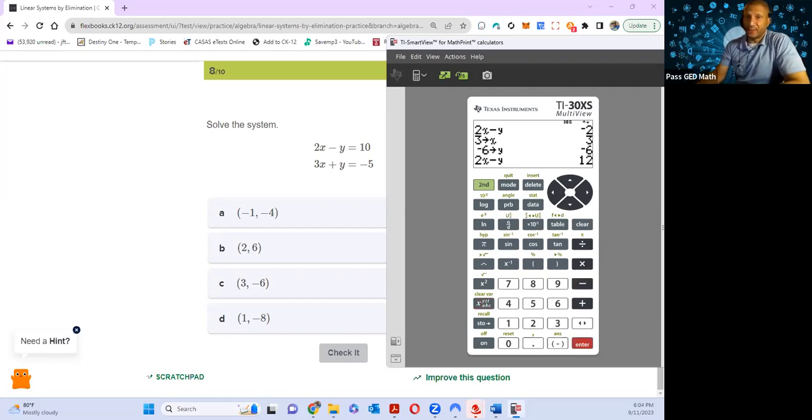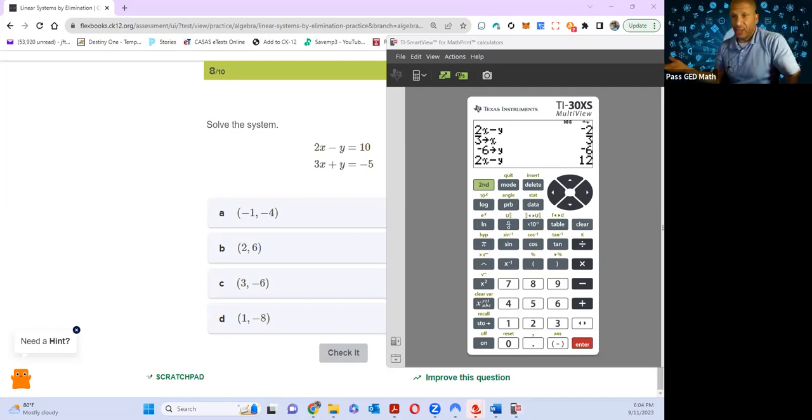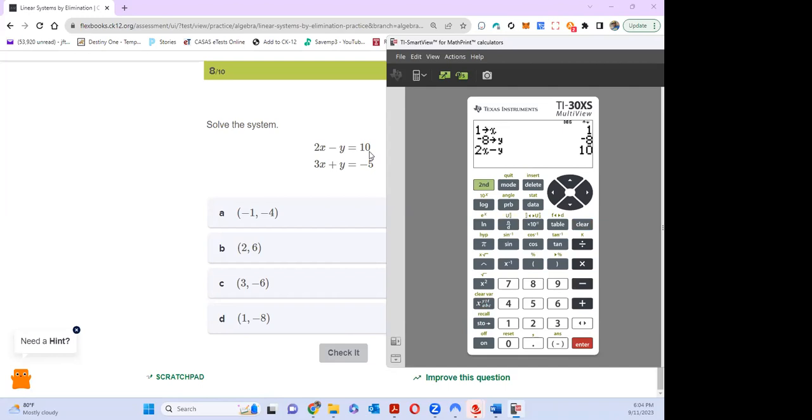I didn't get 10. So now I already know it's D, but I'm going to show you. I'm going to put everything in D. Watch. So now D: let me clear everything out. 1 store X, minus 8 store Y, and I'm going to plug into the first equation, 2X minus Y. Did I get 10? Yes. So now it satisfies the first equation.